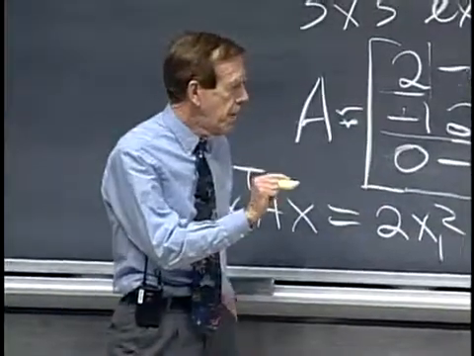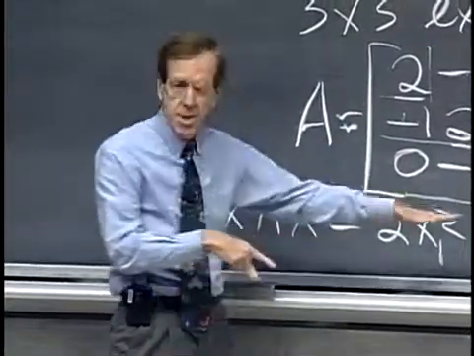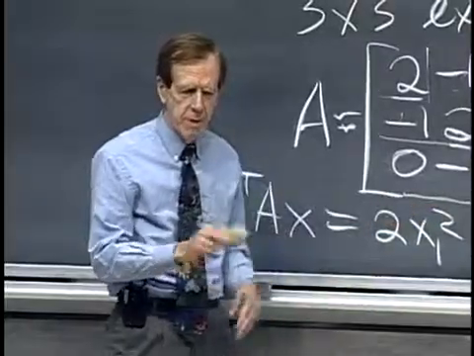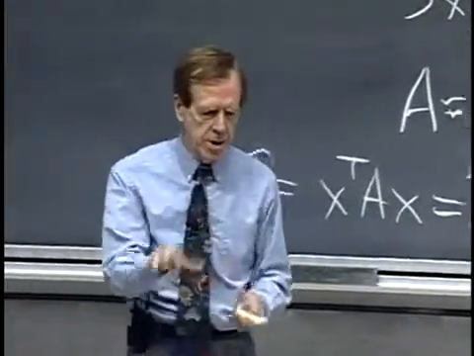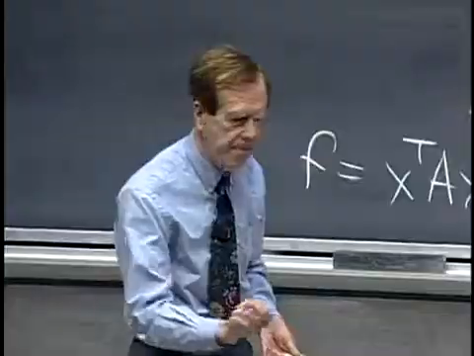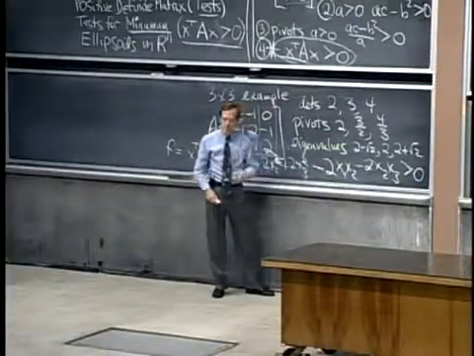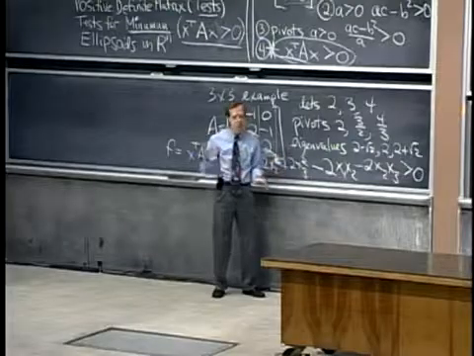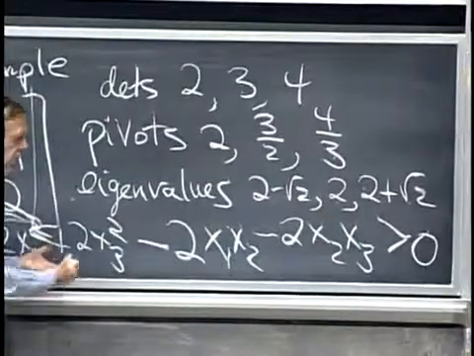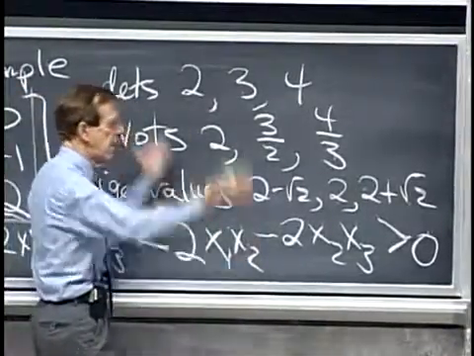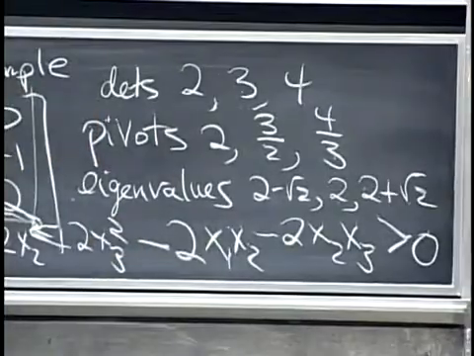and if I could complete the squares, I could write that as a sum of 3 squares. And those 3 squares would get multiplied by the 3 pivots. And the pivots are all positive. So I would have positive pivots times squares. The net result would be a positive function and a bowl that goes upwards.